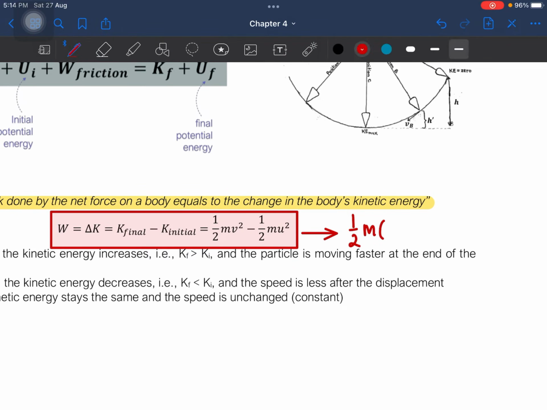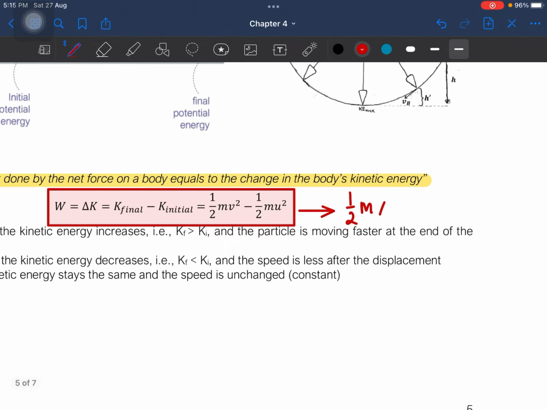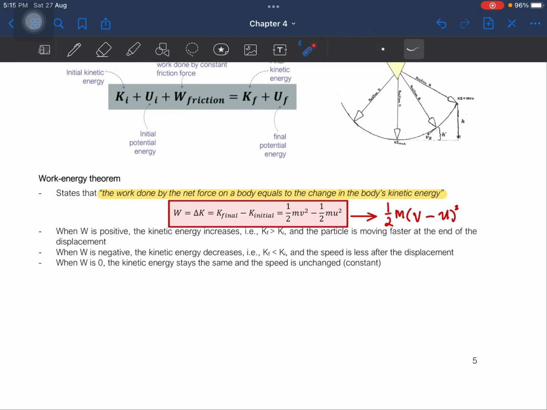Gitu lah kan. Yeah, should be like this. Ataupun kamu mau tulis delta v square? No, that doesn't look right. I think last time we write it this way. Yeah, betul lah.